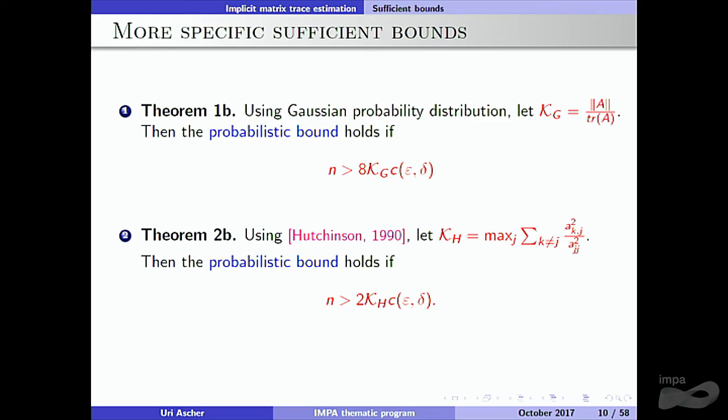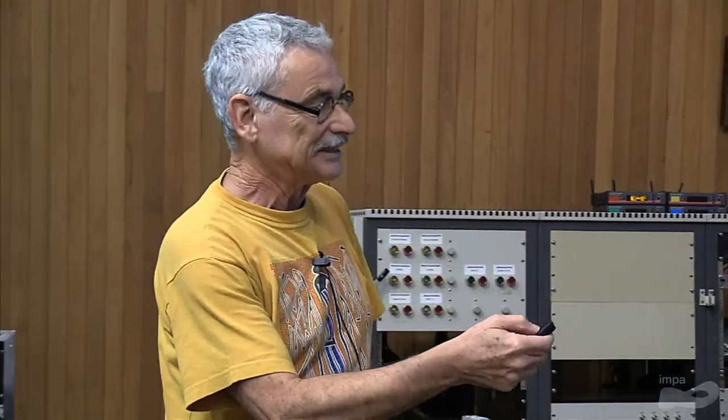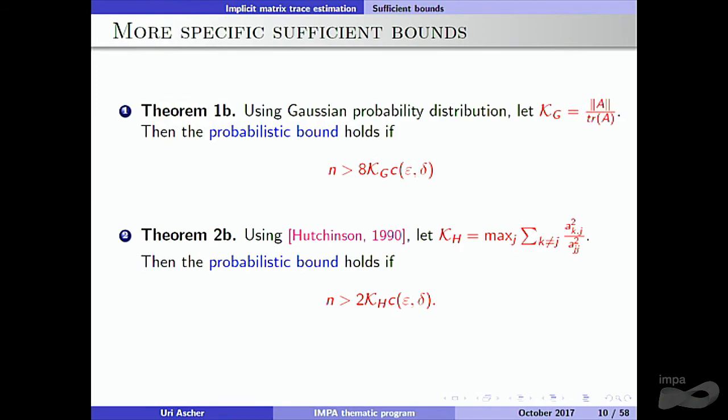With Hutchinson, it's even stronger in a sense for diagonal matrices, because for Hutchinson we have a kappa H with something similar. 2 and 8 are the same as far as we are concerned with this sort of rough estimate. But if you look at the sum of off-diagonal elements squared divided by the corresponding diagonal element, and the maximum of those, then for a diagonal matrix that will be 0. And so for Hutchinson, one shot will do it. Stronger result. And if it is almost diagonal, then you're also better off with Hutchinson in a significant way.